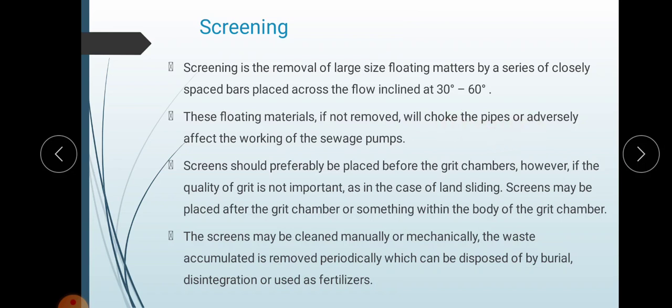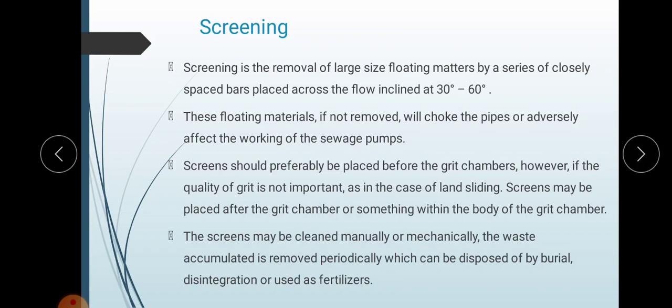Okay, and the screens should preferably be placed before the grit chamber. So before the grit chamber we are placing screens. However, if the quality of grit is not important, as in the case of landfilling, screens may be placed after the grit chamber also, or sometimes within the body of the grit chamber. So usually the screens are placed before the grit chamber, and in some special cases we can place the screens after the grit chamber also.